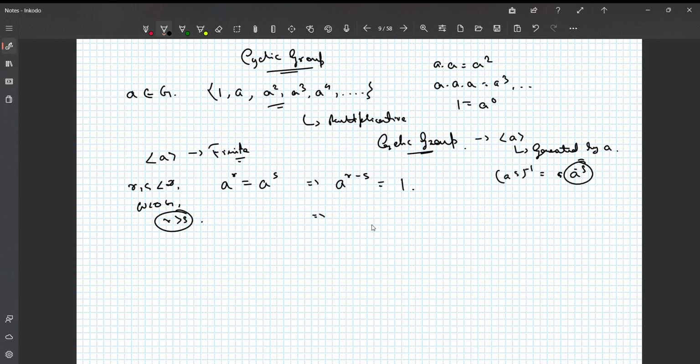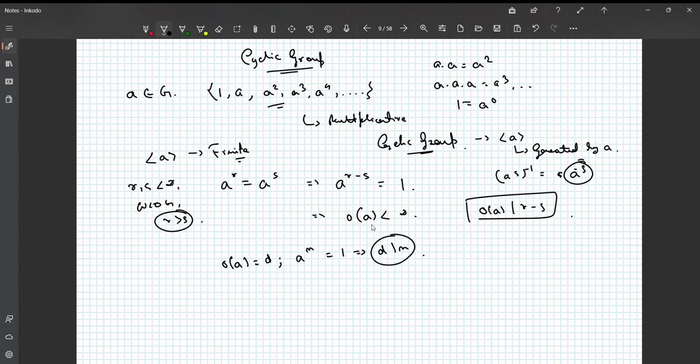So what does this mean? If there exists some integer such that A to that power is 1, then obviously A has a finite order. And we can say that the order of A divides r minus s, right? We have studied this when we studied the properties of order. If the order of A is d, and we find that A to the power n equals 1, then that implies d divides n. The converse is also true, correct?